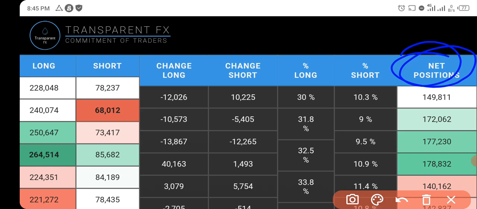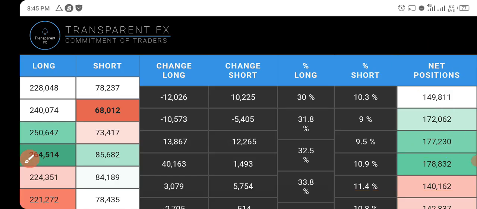Just check if the net position is increasing or decreasing. We come from 178,000 longs to 177, 172, 149, meaning it's decreasing short term, not long term. So we have the overall direction bullish, but we have short term bearish movement from this pair. So let's check the dollar and see what we have.